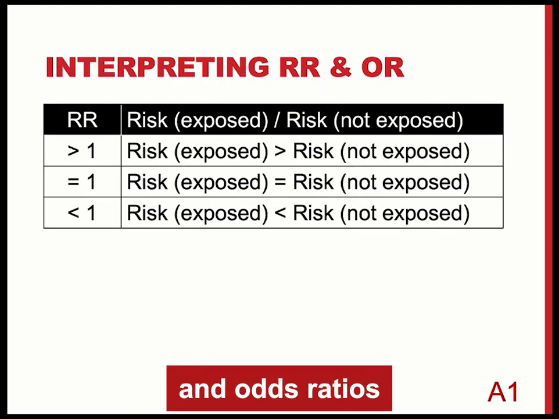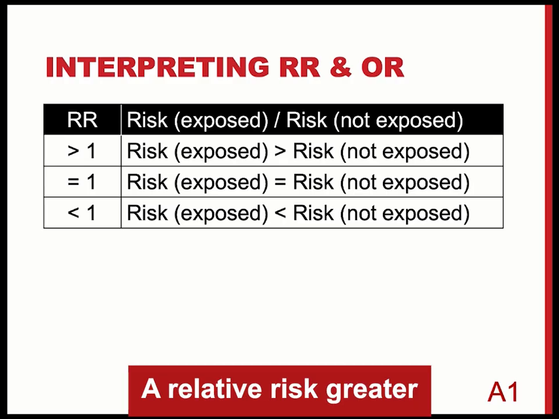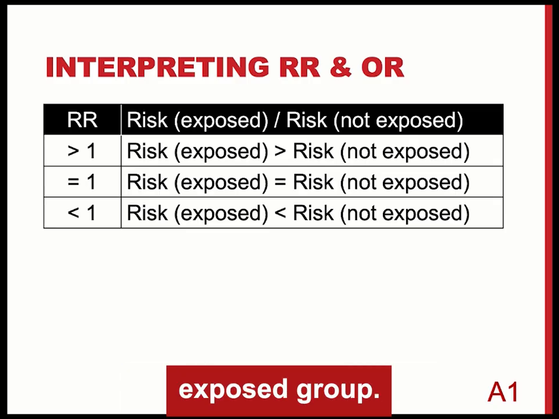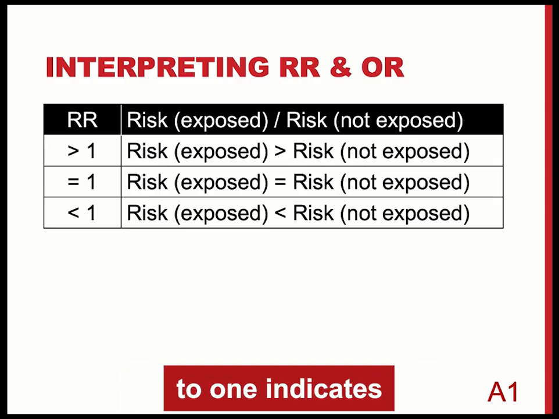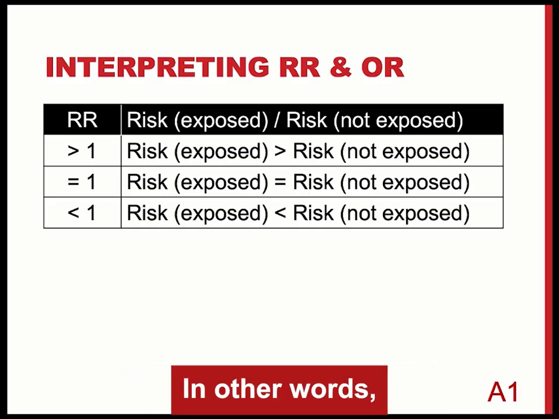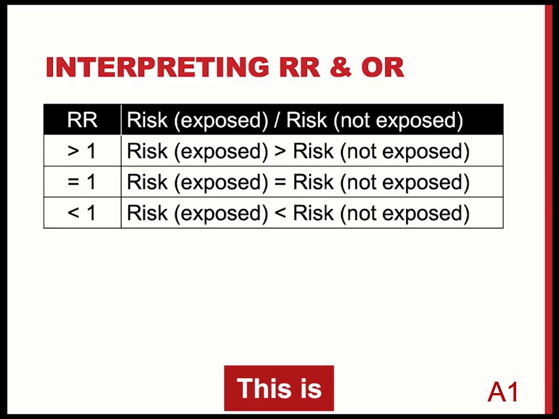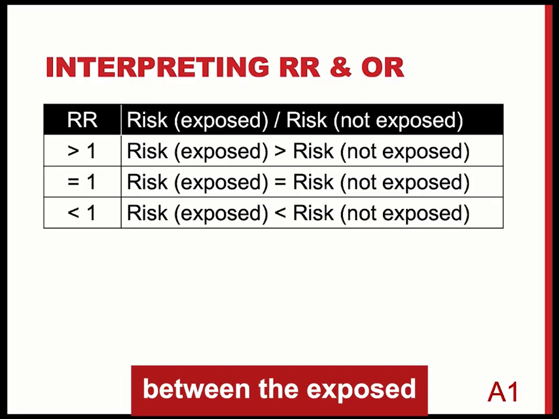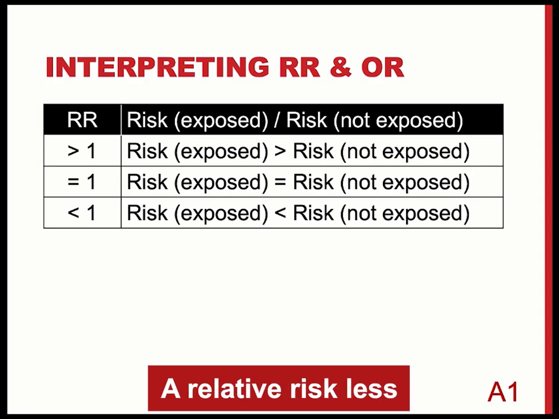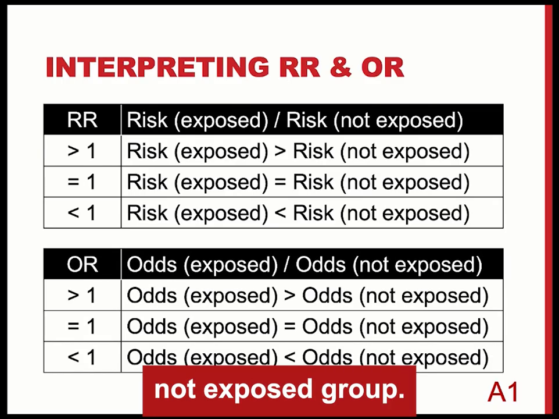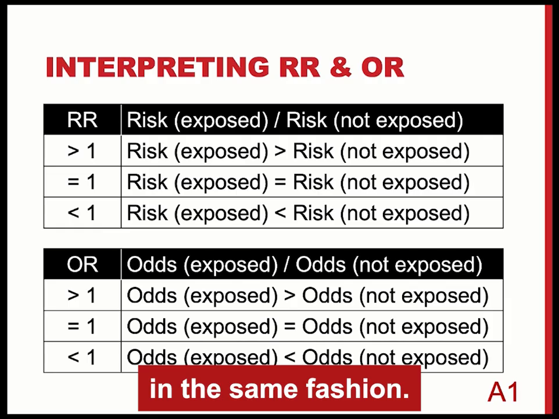How do we interpret relative risk and odds ratios from observational studies? A relative risk greater than 1 indicates that the risk in the exposed group is greater than the risk in the not exposed group. A relative risk equal to 1 indicates that the risk in the exposed group is the same as the risk in the not exposed group. In other words, there is no difference between the groups. This is an important concept. A confidence interval for a relative risk that includes 1 indicates that there is not a statistically significant difference between the exposed and not exposed group. A relative risk less than 1 indicates that the risk in the exposed group is lower than the risk in the non-exposed group. Odds ratios are interpreted in the same fashion.